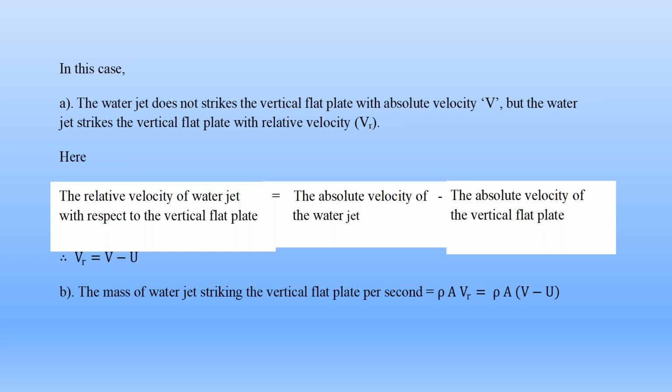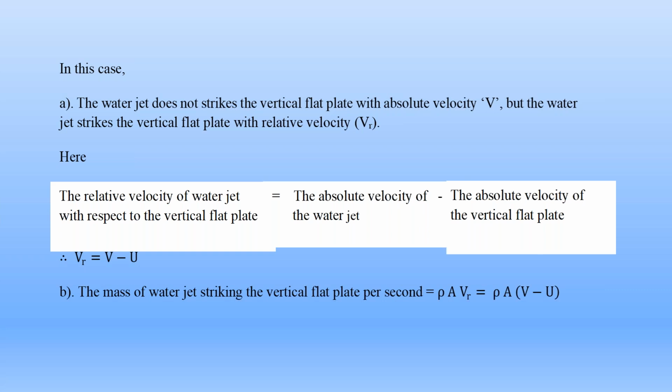In this condition, the relative velocity of the water jet with respect to the metal plate is VR, the absolute velocity of the water jet is V, and the absolute velocity of the metal plate is U. All velocities are in the same direction. So the relative velocity of water jet with respect to the moving metal plate, VR, is equal to V minus U.